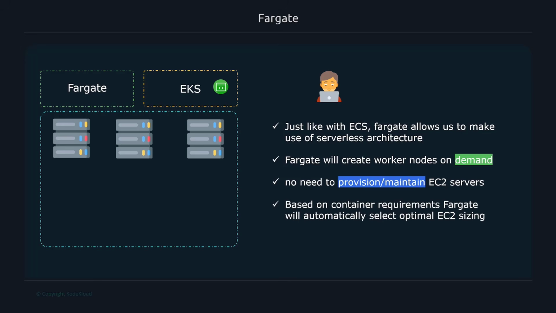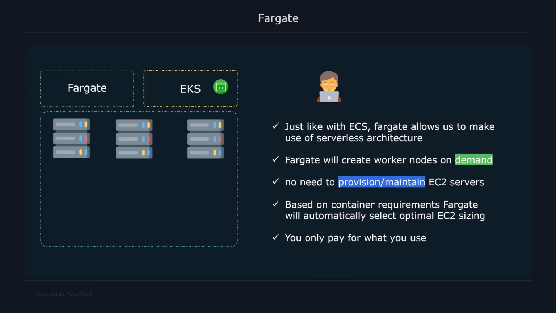And the great part is, based on the container requirements, Fargate is intelligent enough to select the optimal EC2 sizing for your application so that you only have to pay for what you use. And you're not unnecessarily using an EC2 instance that's too large for your application. Fargate will pick the perfect size, and you don't have to worry about it being underpowered for all of the requirements of your application as well.